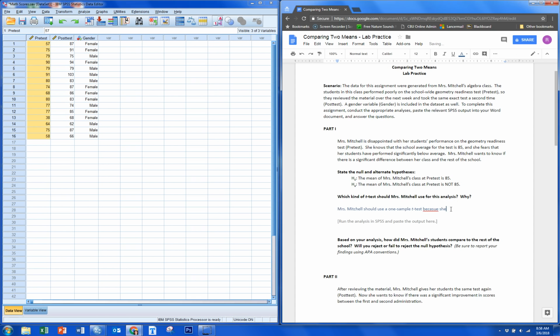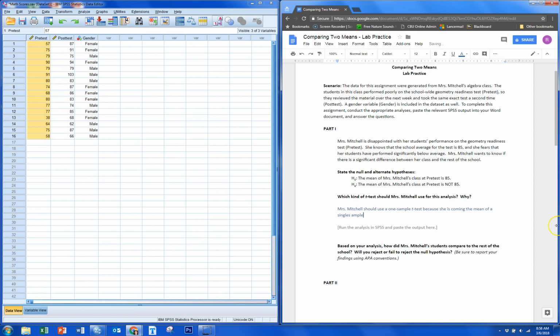Because she is comparing the mean of a single sample to a known population mean. That's why she's comparing the mean of a single sample, her class at pretest, to a known population mean, the school average of 85. That's why we're using a one sample t-test.